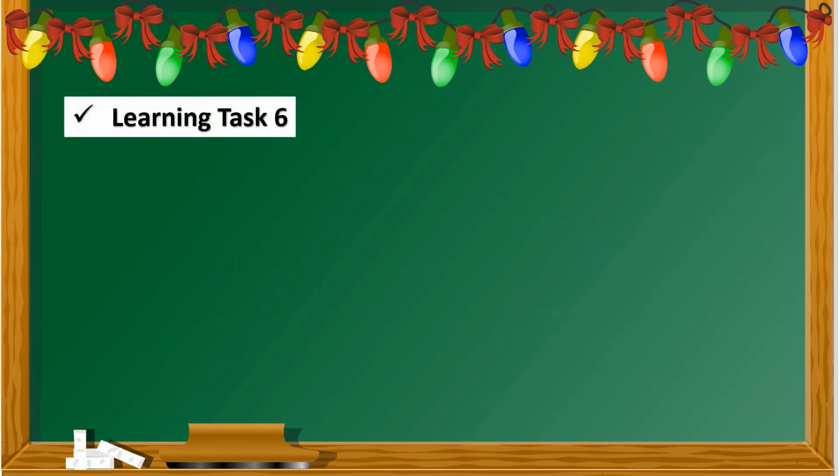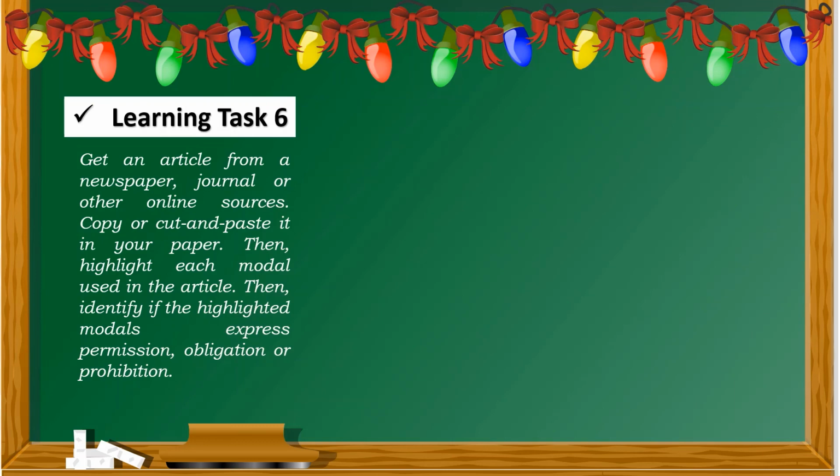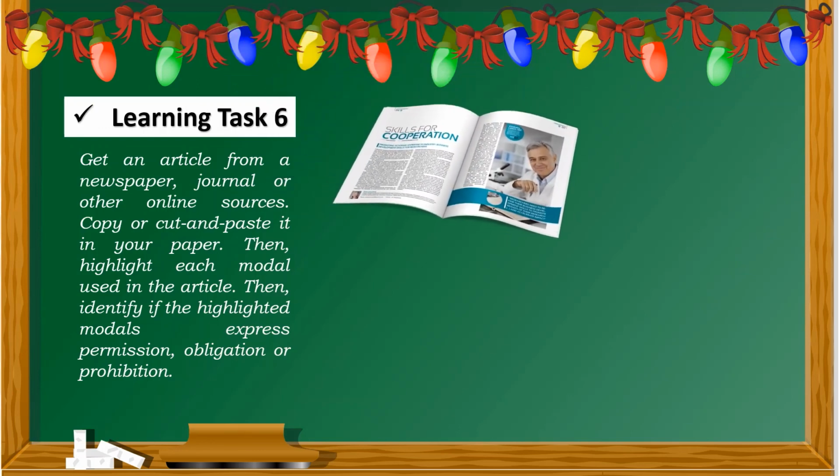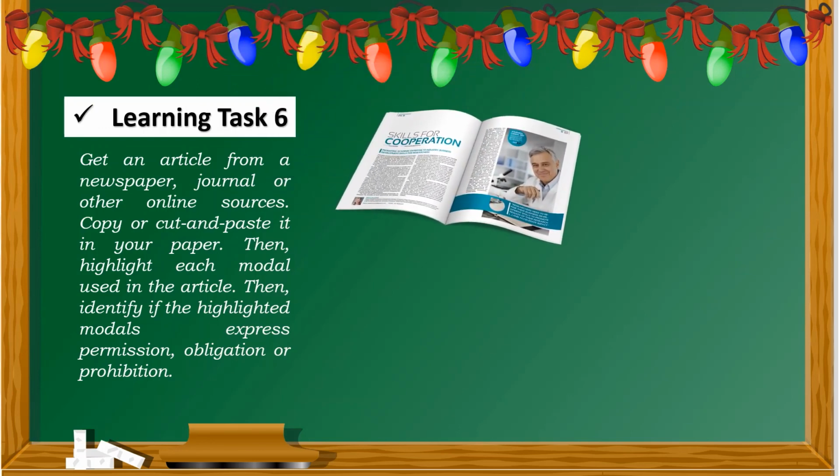For learning task 6, you're going to get an article from a newspaper, a journal, or other online sources. Copy or cut and paste it in your paper. Then highlight each modal used in the article. Then identify if the highlighted modals express permission, obligation, or prohibition. So you're going to look for a magazine or a newspaper at home, or it is said here you can get from online sources.